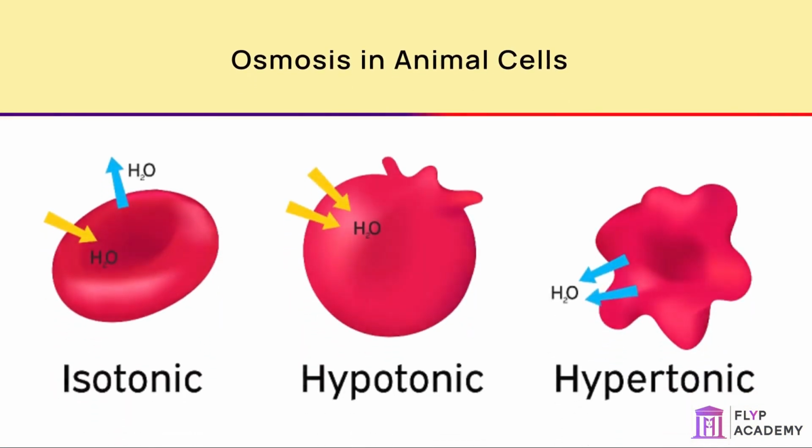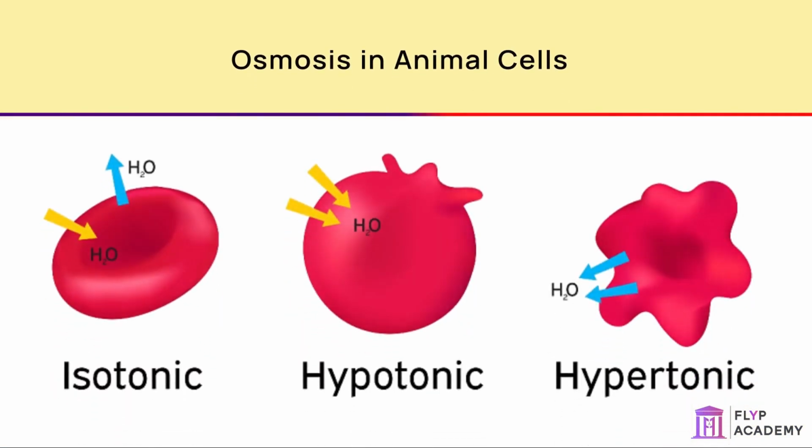The red blood cell would swell up and eventually burst as water would move into the cell by osmosis. If a plant cell was placed in distilled water, it would swell up but would not burst, as the cell wall would hold the cell together and withstand the pressure from the water.